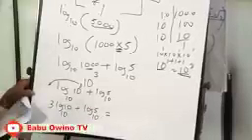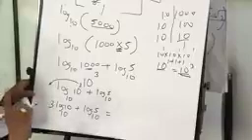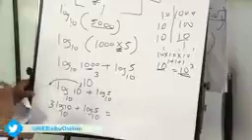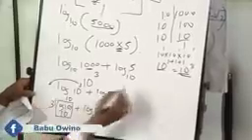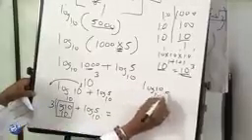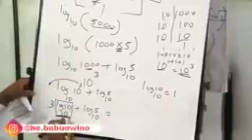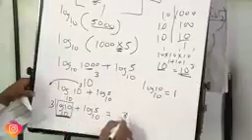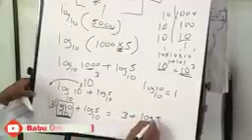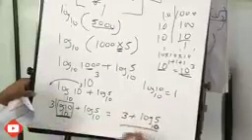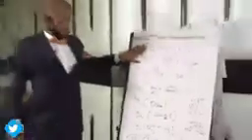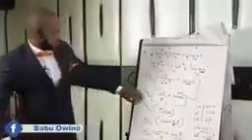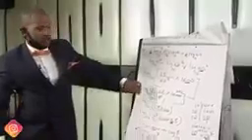Any log to its own base is 1. Log 1 to base 1 is 1. Log 2 to base 2 is 1. Log 10 to base 10 is 1. Therefore, you replace log 10 to base 10 with 1. 3 times 1 is 3, plus log 5 to base 10. That is the simplified form of this expression. So you see the way it was long, and we can just get it as this value: 3 plus log 5 to base 10.